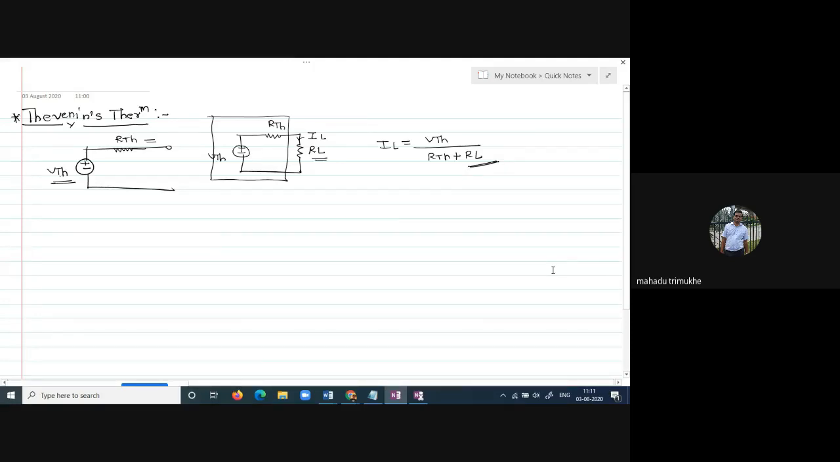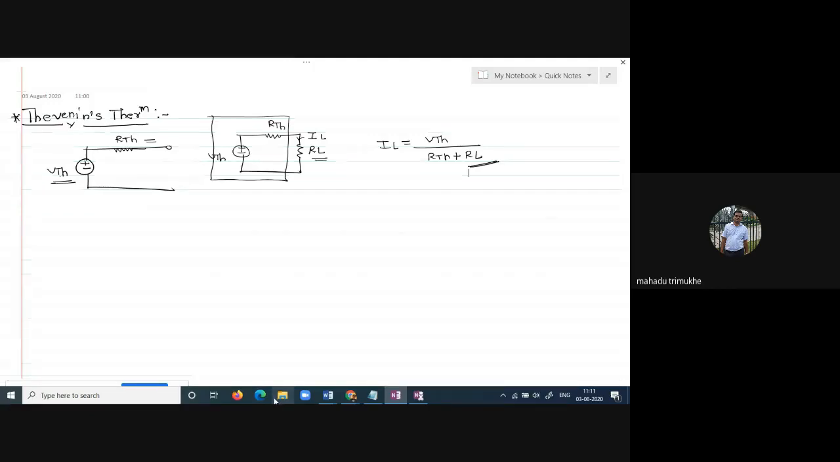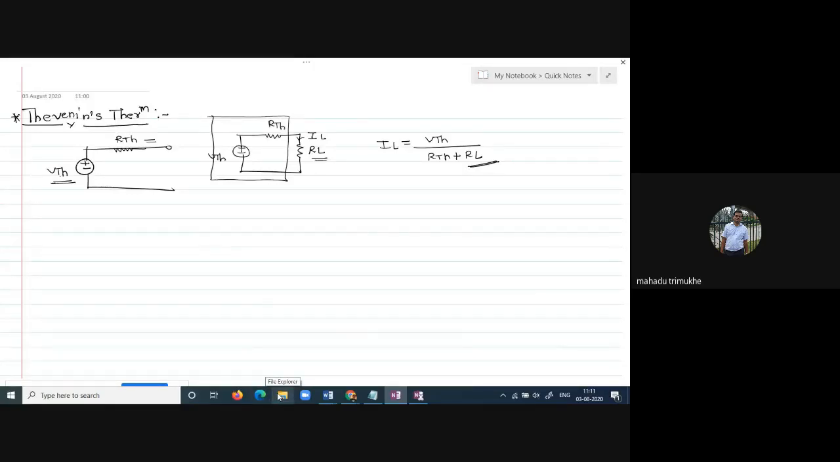Then we will see how to apply it to an electrical network and what the steps are for applying the Thevenin theorem. Step number one is to find VTH. In any linear resistive network, the aim is to find either the voltage across the load resistor or the current through the load resistor.